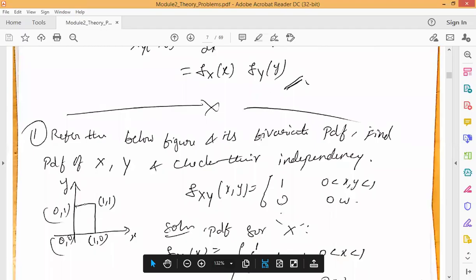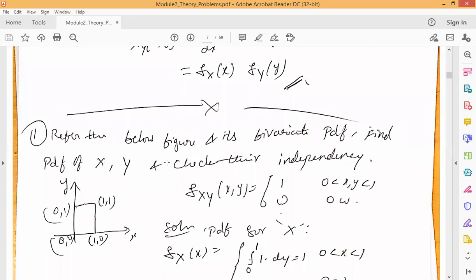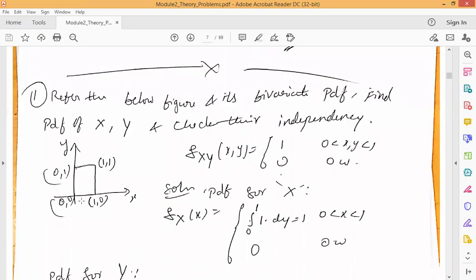So consider the figure given. Here it's a bivariate PDF, and the bivariate PDF is given for this figure. Given the bivariate PDF, we may be asked to calculate the PDF of the random variables x and y, and also we are asked to check the independence. Here from this figure, you can see that it is taking the value 1, which is located at 0, 0, 1, 0, 0, 1.